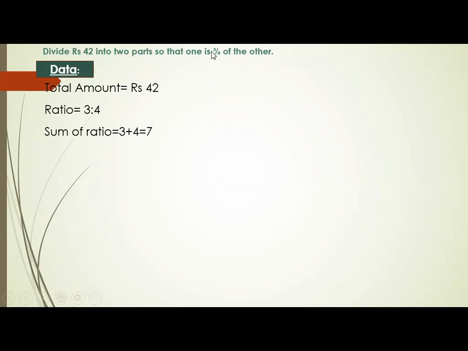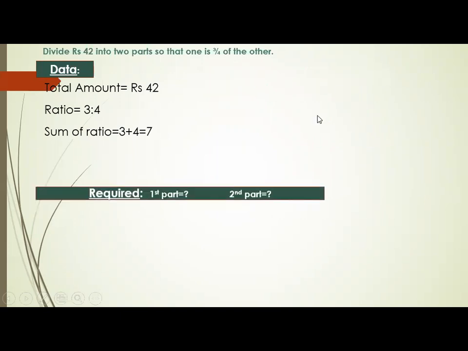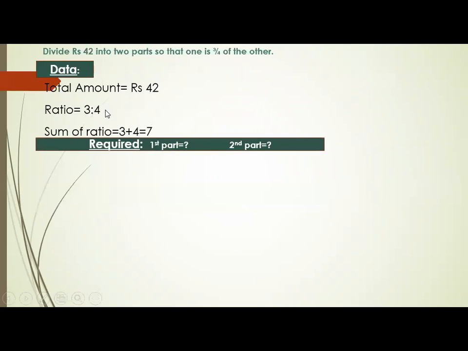So here, 3 upon 4. What is the meaning of 3 upon 4 here? 3 upon 4 means 3 divided by 4. Am I right? 3 upon 4 means 3 divided by 4. And when we replace the sign, we can replace this sign of division by a proportional sign. So we get 3:4. Am I right? So here we get 3:4.